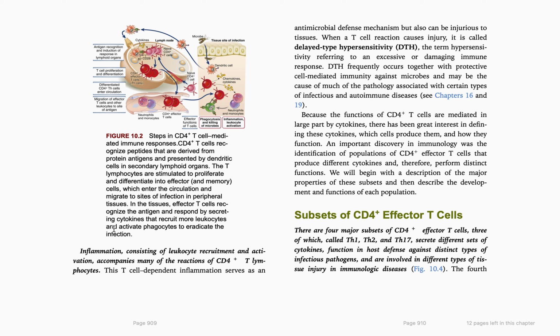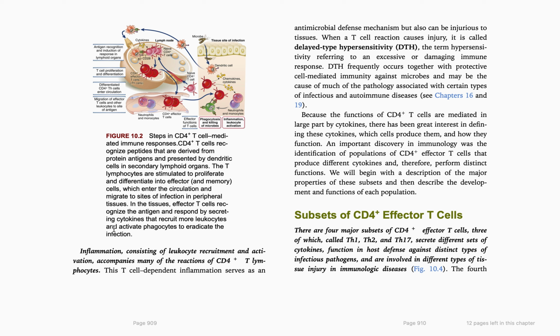An important discovery in immunology was the identification of populations of CD4 plus effector T cells that produce different cytokines and therefore perform distinct functions. We will begin with the description of the major properties of these subsets and then describe the development and function of each population. So, subsets of CD4 plus effector T cells.